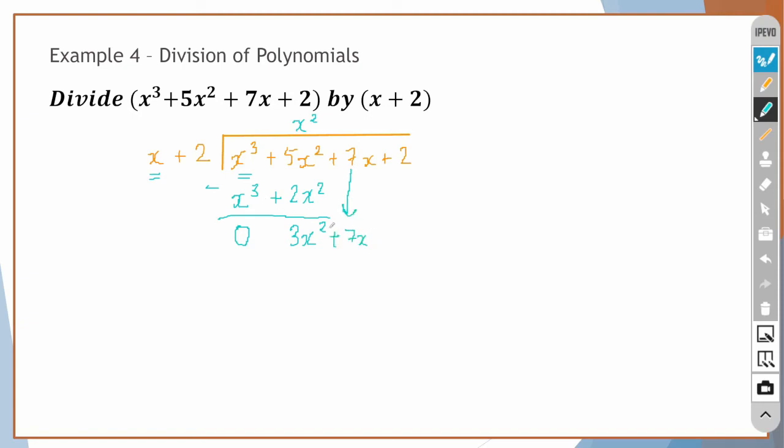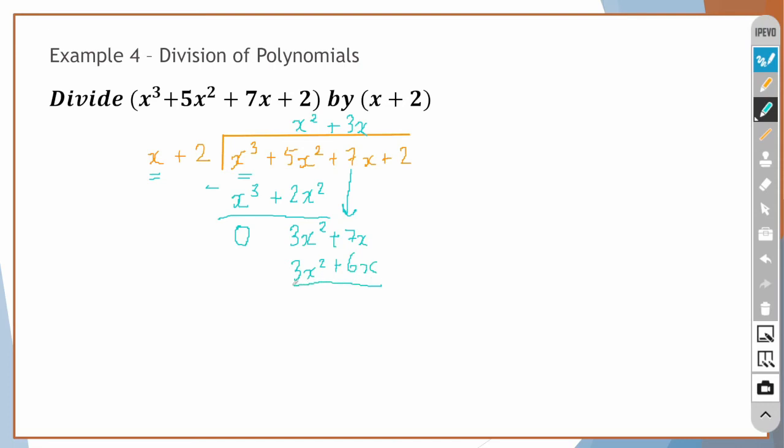And now we repeat this process, but we do it with this 3x squared plus 7x term. So how many times does x go into 3x squared? Well, it goes in 3x amount of times. And then we do 3x times x, which gives us 3x squared. And we do 3x times 2, which gives us plus 6x.